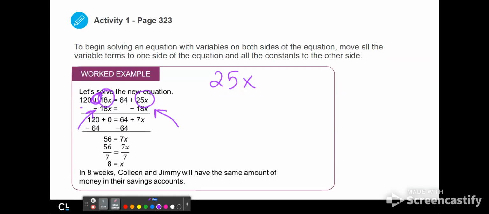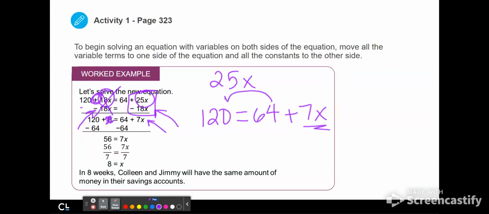Now I've got 120 plus 0 equals 64 plus negative, or when I combine these two together, they give me 7x. Now I don't even have to worry about that 0 because basically those two cancel out. They go away. So now I rewrite it, and I actually like to rewrite it like this without that 0 because I feel like sometimes it gets confusing.